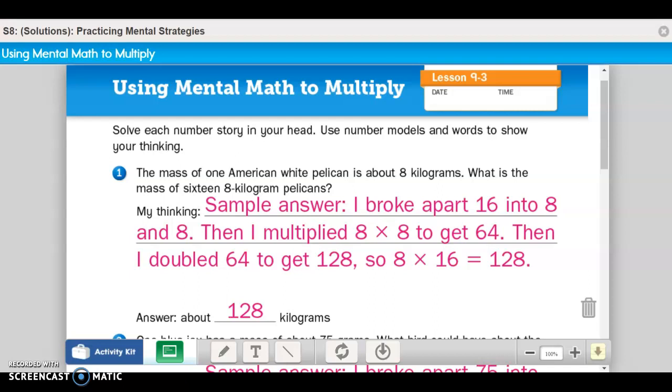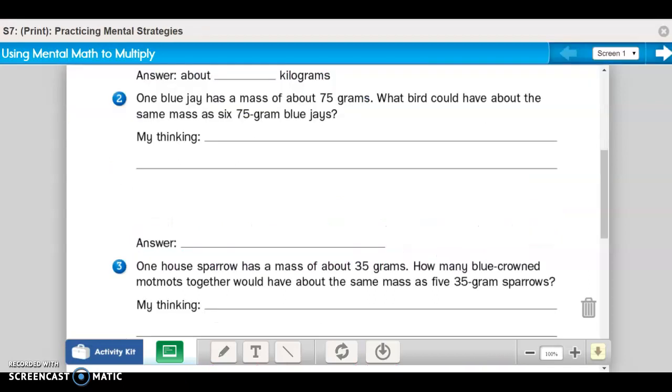What is the mass of 16 8-kilogram pelicans? So the answer is about 128 kilograms. Like I said, we could have done 10 and 8. I just chose to do the 8 and 8. Now let's look at number 2.